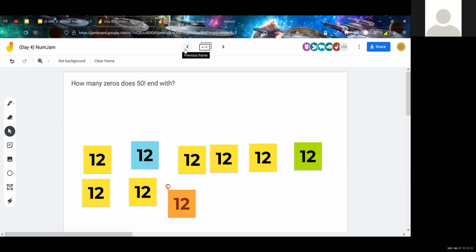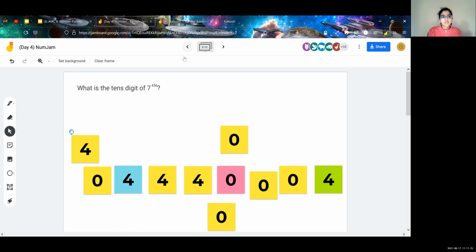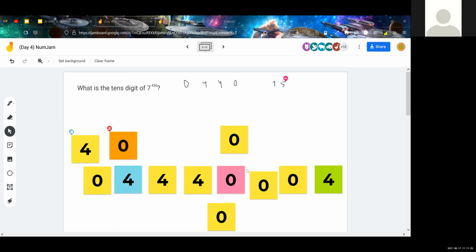Wait, is it fine if I write on the Jamboard? Yeah, most people put in their answers. Okay, so 0, 4, 4, 0. What's 456? 456 is a multiple of 4. So that's 114, yeah. If there's no remainder, it will just be the 4th digit. So it would be 0.